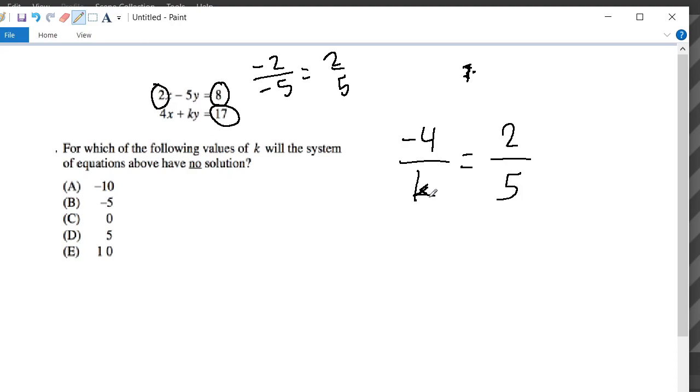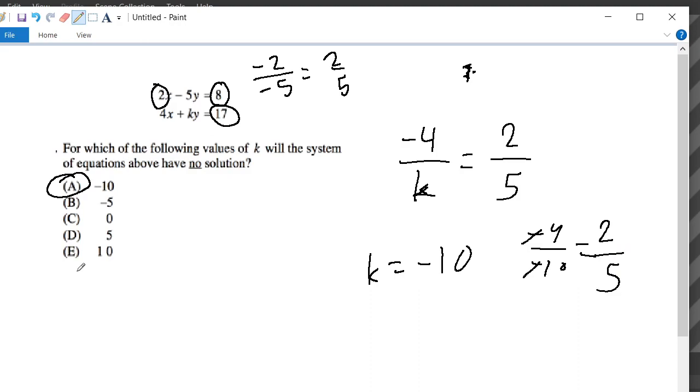So now what does k have to be? Well, just looking at this, we know that k will have to be negative 10, because negative 4 over negative 10, the negatives cancel out, and 4 over 10 simplifies to 2 over 5. So our answer is A. And that's it for this video.